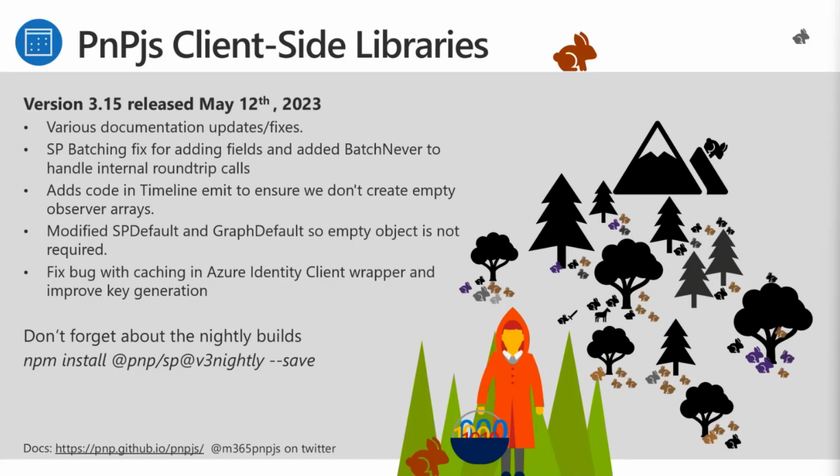We had an update to the SP default and graph default behaviors, and then there was a caching bug within our new Azure Identity Client. As always, you can get our nightly builds using npm install at v3 nightly. And what's not listed here is we are working on version 4 of PnPjs. It's not going to be a huge rewrite, but we will be extending a lot into Microsoft Graph this time around. We do have an issue open in the issues list. If you want to provide feedback, thoughts into version 4, it's called version 4 release. We would love to hear any thoughts you might have.